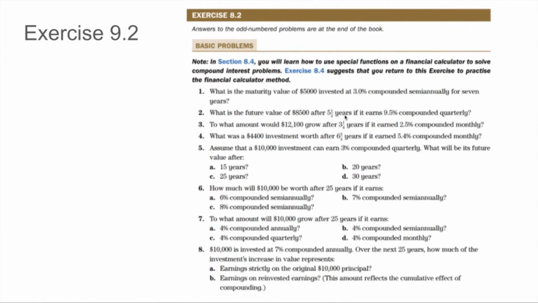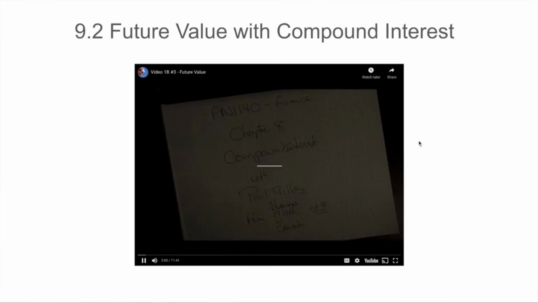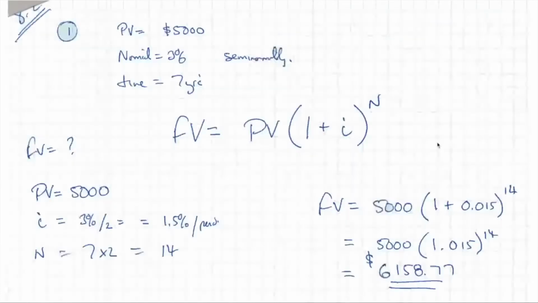5.5 years is the length of the loan, so that's 5.5 years. And it earns interest at 9.5% compounded quarterly. Well, compounded quarterly means 4 times a year, so we've got to take that 9.5 and divide it by 4. Okay, so let's go. I just got that one worked out.